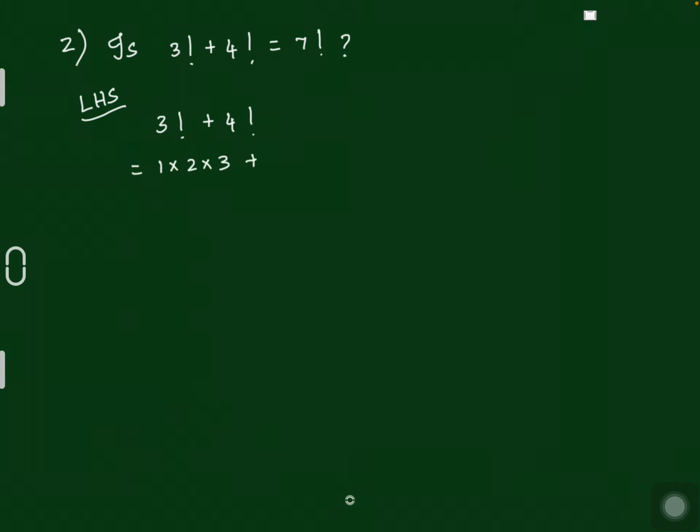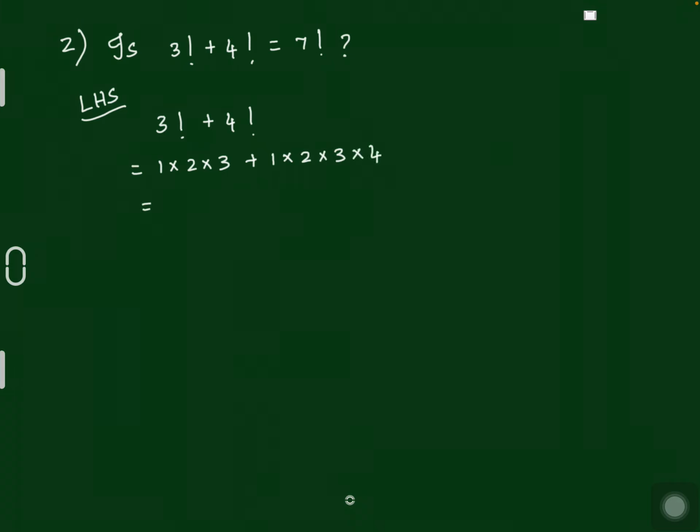Now let me teach you the next sum. They ask whether 3 factorial plus 4 factorial is equal to 7 factorial. So whether the left hand side, that is 3 factorial plus 4 factorial, is equal to the RHS, we have to find. So let us take the LHS, that is 3 factorial plus 4 factorial. What is 3 factorial? 1 into 2 into 3, plus what is 4 factorial? 1 into 2 into 3 into 4.